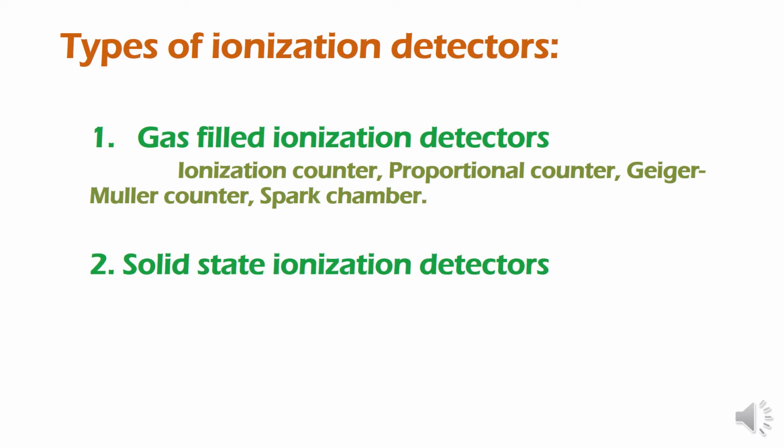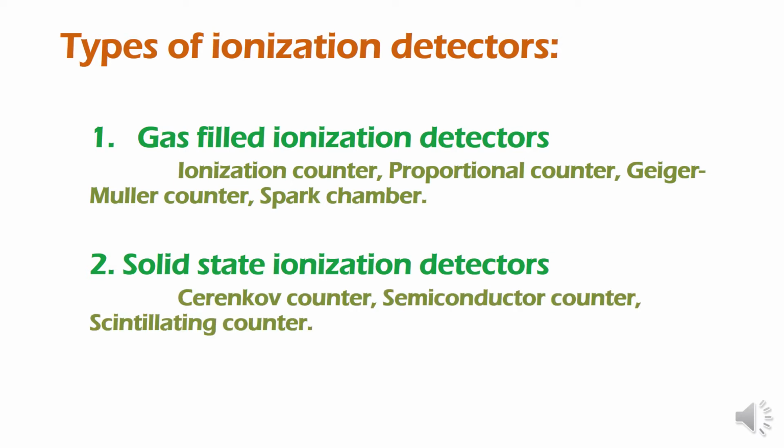Whereas examples for solid-state ionization detectors are Cherenkov counter, semiconductor counter, scintillation counter. Even though we have two types of ionization detectors, in your syllabus we have a detailed study of only gas-filled ionization detectors. So we are going to concentrate only on gas-filled ionization detectors, in which the material medium is in gaseous state.